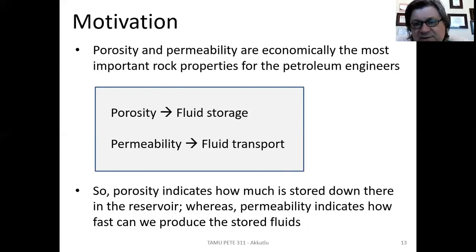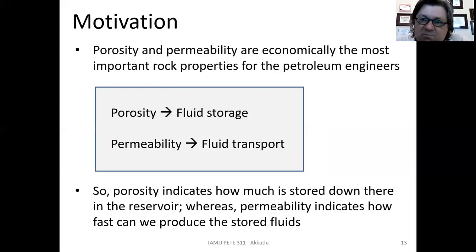Another important quantity is the permeability. We'll talk about this later on, which indicates fluid transport, right? So again, porosity tells us how much fluid is stored down there in the reservoir, whereas permeability indicates how fast we can produce the stored fluids. If the permeability is large, the production rates will be larger. So it's a fast depletion, right? If the permeability is low, the production goes down.